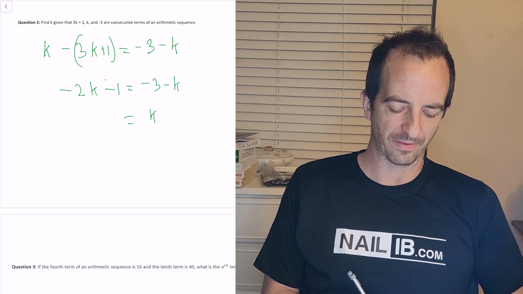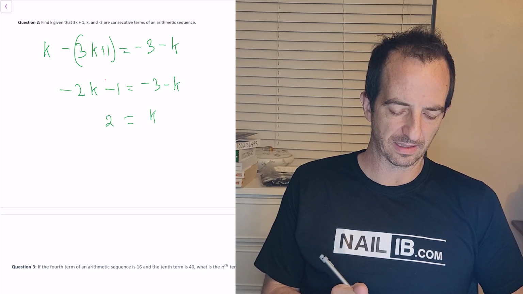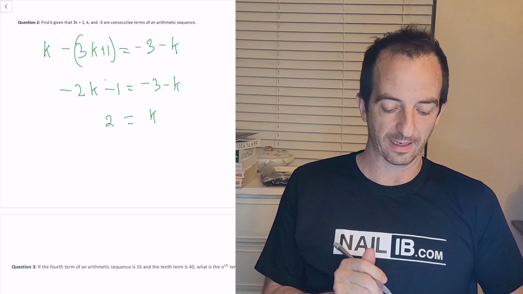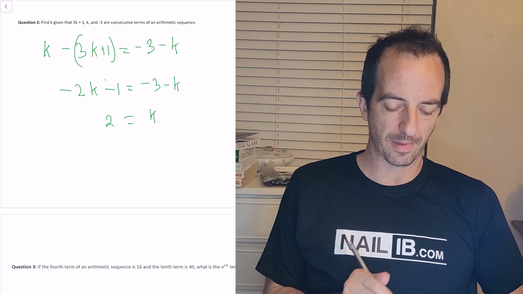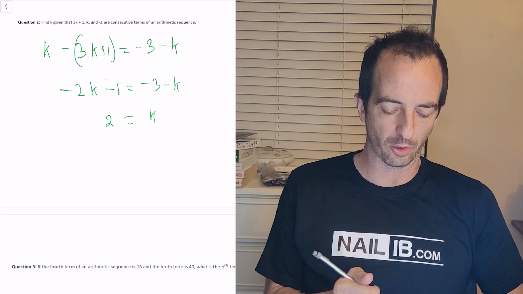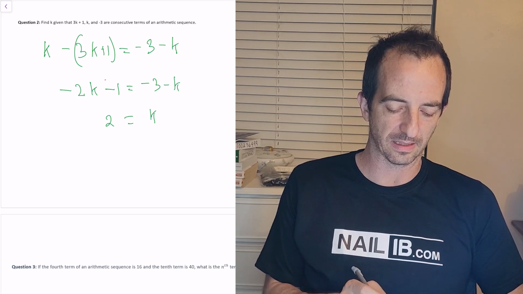And moving over that -3, I get 2 on the left. It seems that k is equal to 2, but you should go back and confirm that you didn't make any algebraic errors, maybe fail to distribute the negative sign, right? So I'll go back and verify that this makes sense and this works.